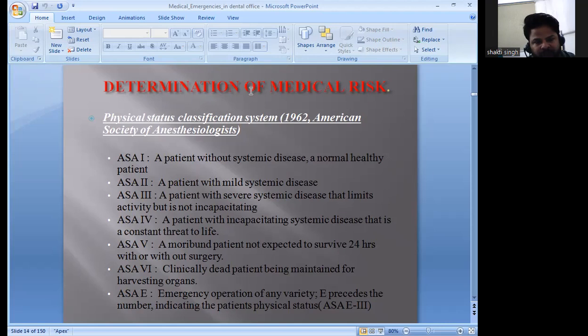Then we come to ASA4, a patient with incapacitating systematic disease that is a constant threat to the life of the patient. ASA5 is a moribund patient not expected to survive more than 24 hours without surgery. Then ASA6 is a clinically dead patient being maintained for harvesting the organs, in case of donation of the organs. And E is basically emergency operation of any variety. E precedes the number indicating the patient's physical status. So this is how classification has been given depending upon the particularity of a patient's systematic disease.